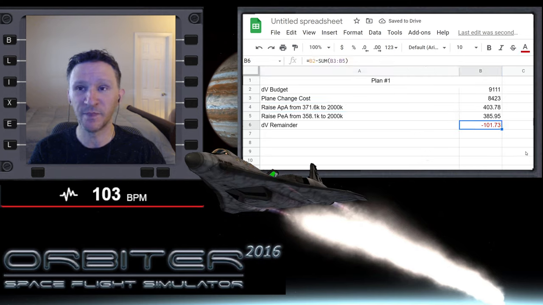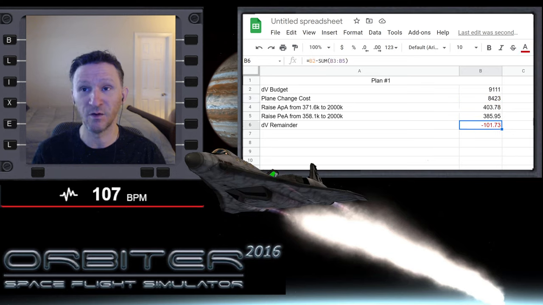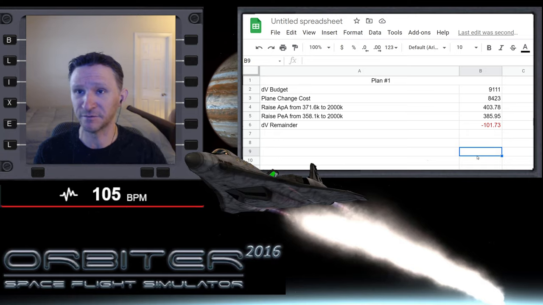Wah, wah, wah. Unfortunately, no, we cannot. So using our fuel budget and subtracting off our plane change and our orbital maneuver, we're in the hole by 101.73 meters per second. And unfortunately, unlike governments, we can't just print extra fiat delta V.